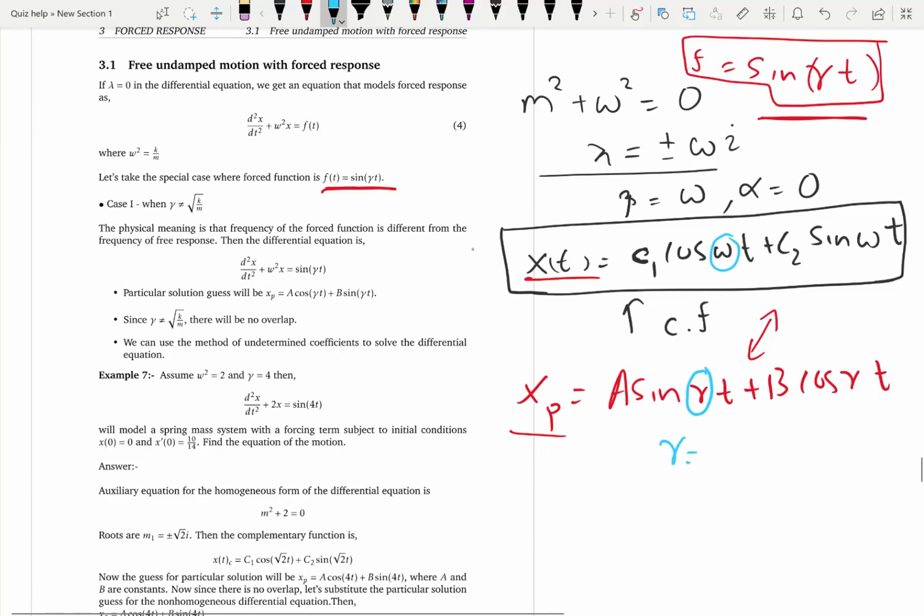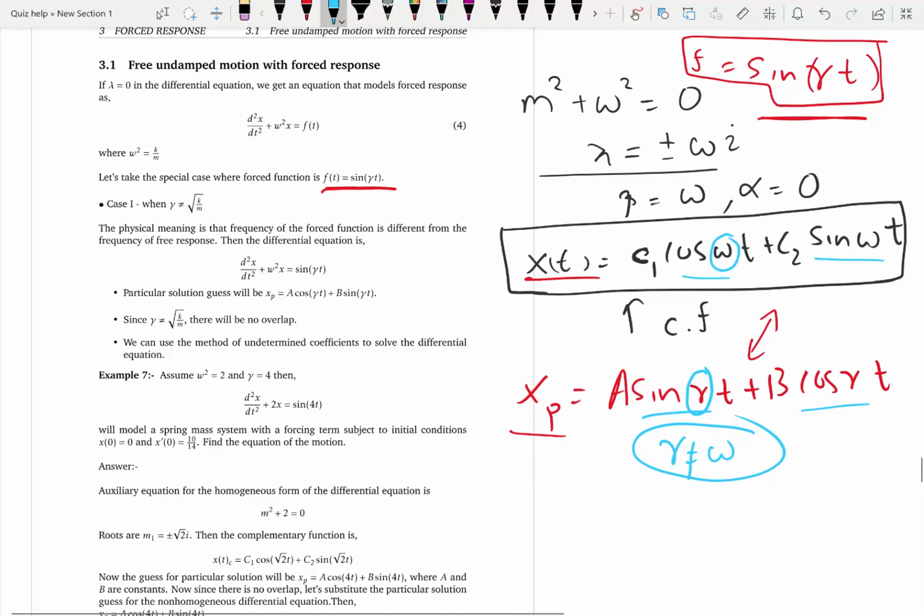If gamma is really w, see, do you have an overlap? We definitely have an overlap if gamma is equal to w. But if gamma is not equal to w, then sine gamma t and sine wt are two different things. Cosine gamma t and cosine wt are two different things, because gamma not equal to w means they are two different numbers. Okay, so we have to study two cases within this specific example. Right now, let's only study the case where gamma is not equal to w. Okay, that means where we do not have an overlap.